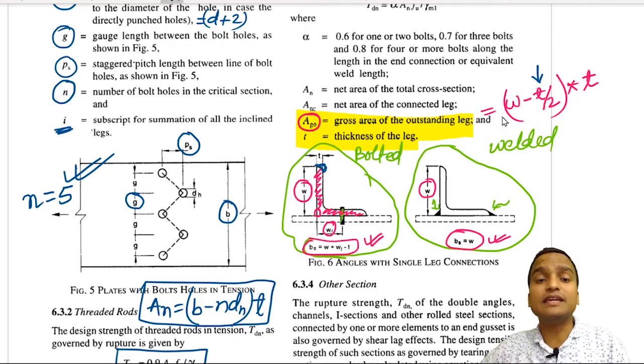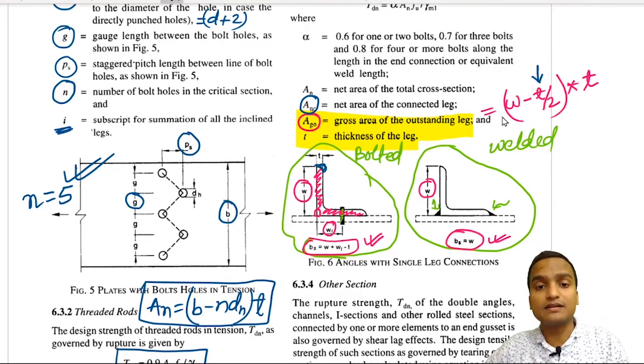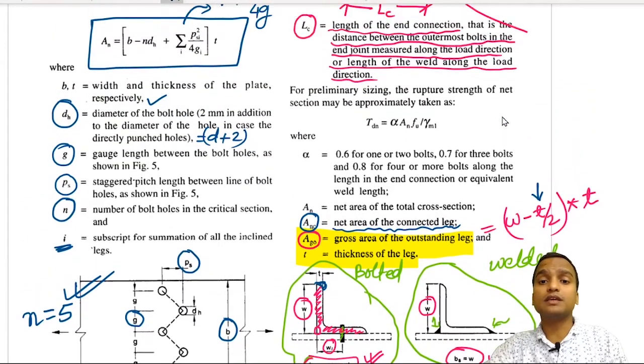Next is the ANC. Now what is this ANC? Why is it called ANC? Because the connected leg has bolting done, so there are holes in the connected leg. So we will not calculate the gross area of the connected leg. We will calculate the net area of the connected leg. Now how to calculate the net area of the connected leg, ANC?